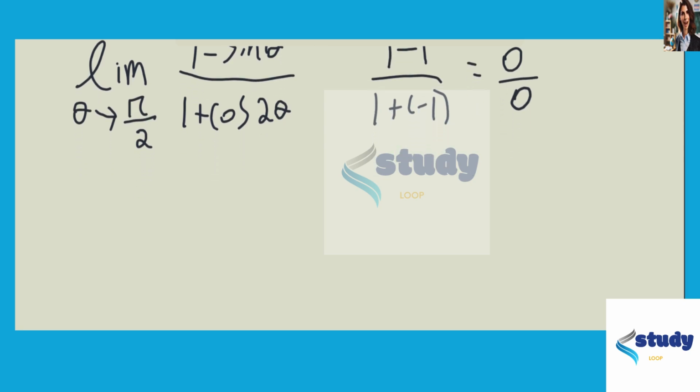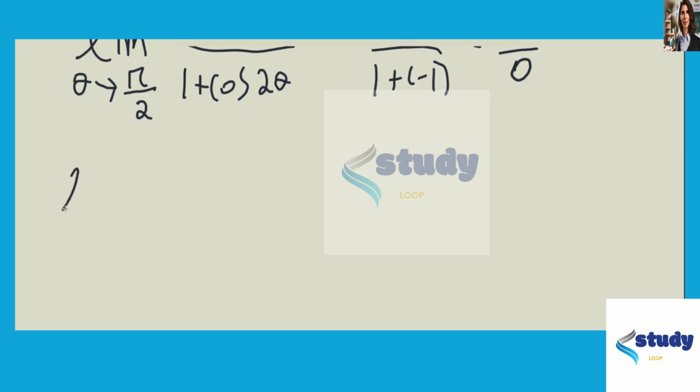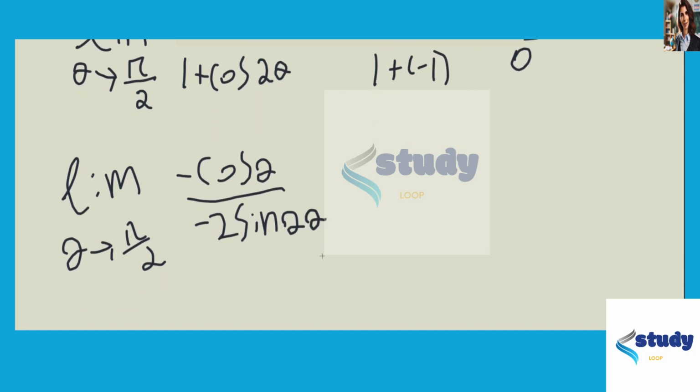So we then go ahead and take the derivative of the top and divide it by the derivative of the bottom. So we then have the limit as theta approaches pi over 2 of, well, the derivative of 1 minus sine of theta is going to be negative cosine of theta. So we have negative cosine of theta, and then divided by the derivative of 1 plus cosine of 2 theta, which is going to be, well, negative 2 sine of 2 theta by the chain rule. So we have divided by negative 2 sine of 2 theta.